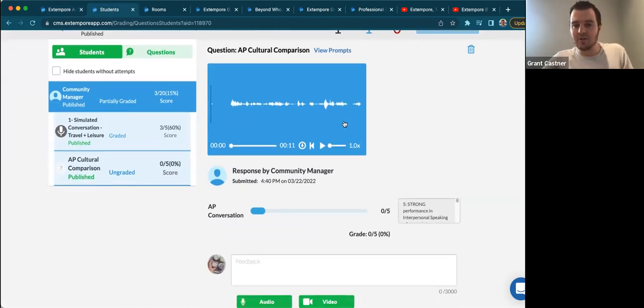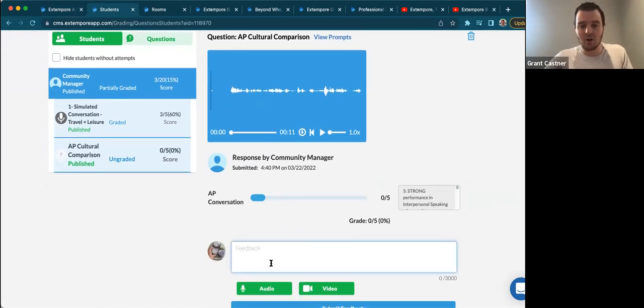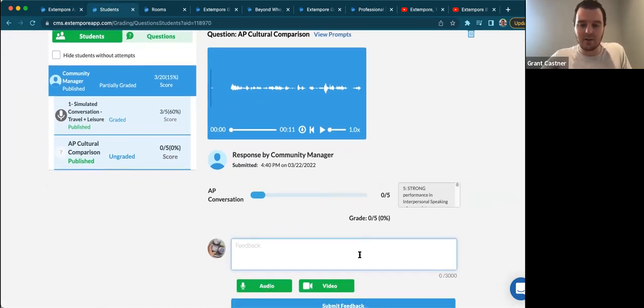And if you had a rubric, this is for an AP assessment, you could drag the slider and determine how many points you want to give them based on their response. And then you can provide feedback, text feedback, audio feedback, and video feedback for the students to see on their student portal once you have submitted their feedback. So that's just a very basic way of how the presentational mode would work, or responding with speaking, right?